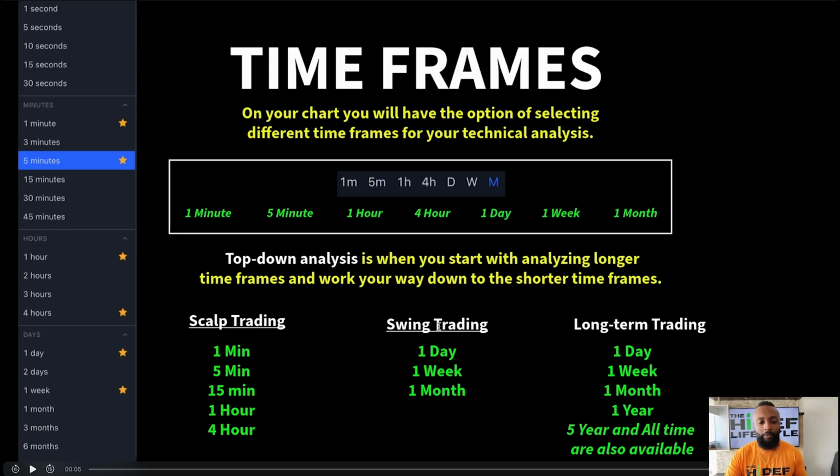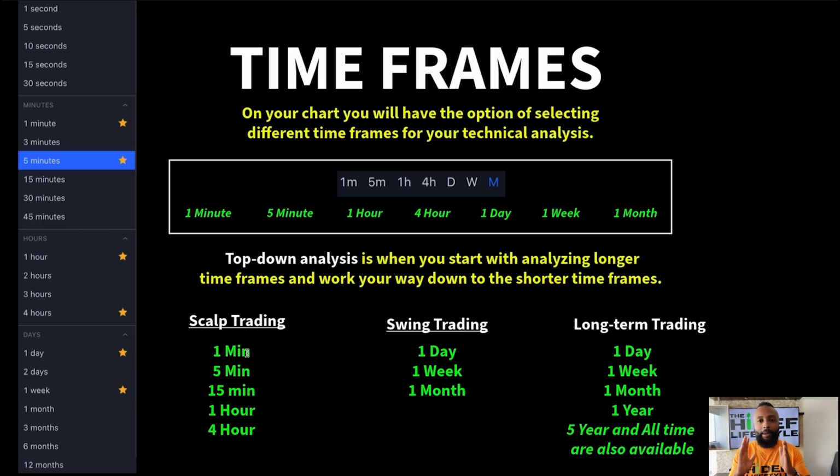And you see here we have scalp trading, swing trading, and long-term trading. So for scalp trading, when I'm scalping throughout the day, I'm looking at the 1 minute, the 5 minute, the 15, the 1 hour, and the 4 hour. All right, so I'm looking at those each day, and as I'm scalp trading during the market hours, I have my 1 minute and my 5 minute side by side. So let's say I'm looking at SPY. I have my 5 minute here and my 1 minute here, like a split screen. All right, on another monitor, I'll have the 15 minute chart on SPY pulled up as well.